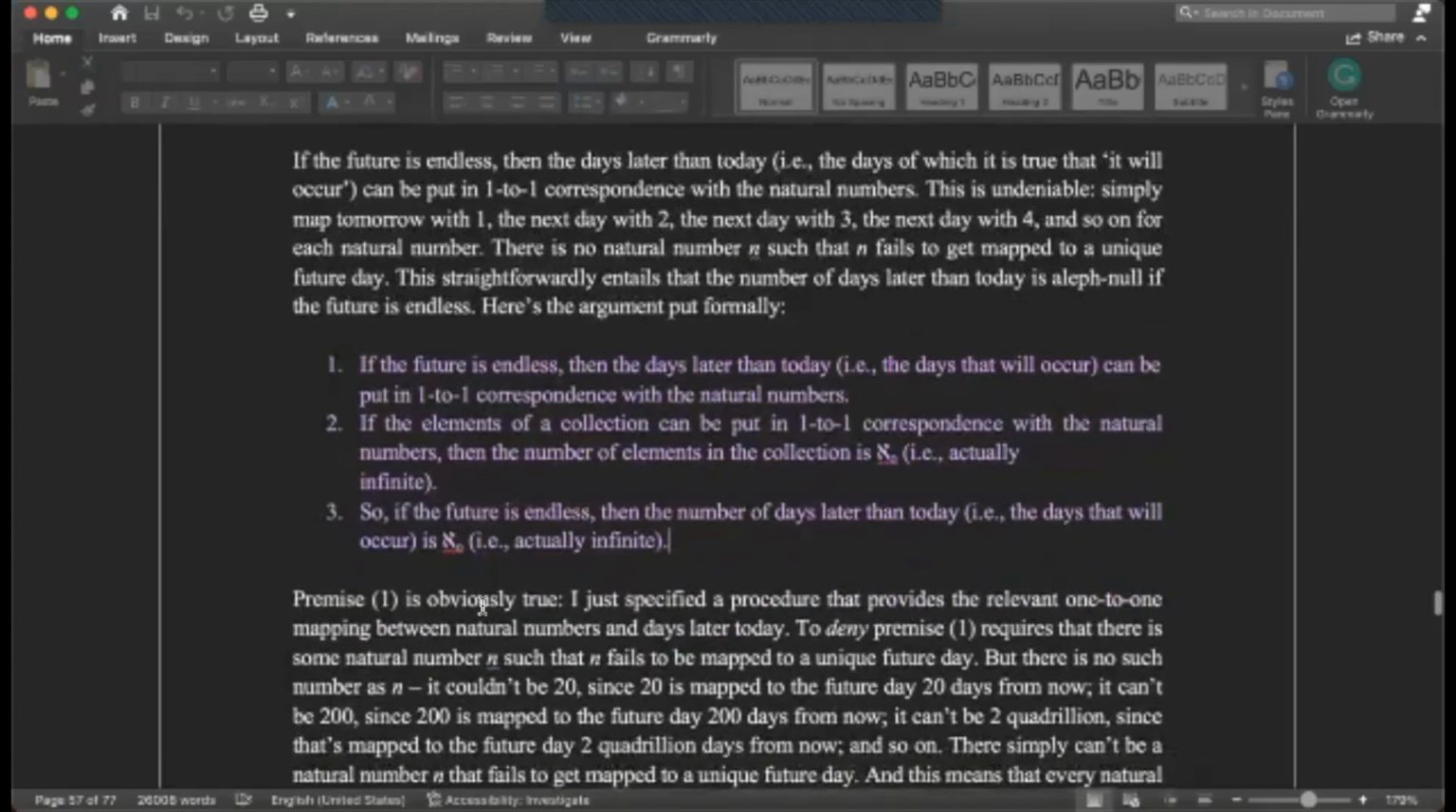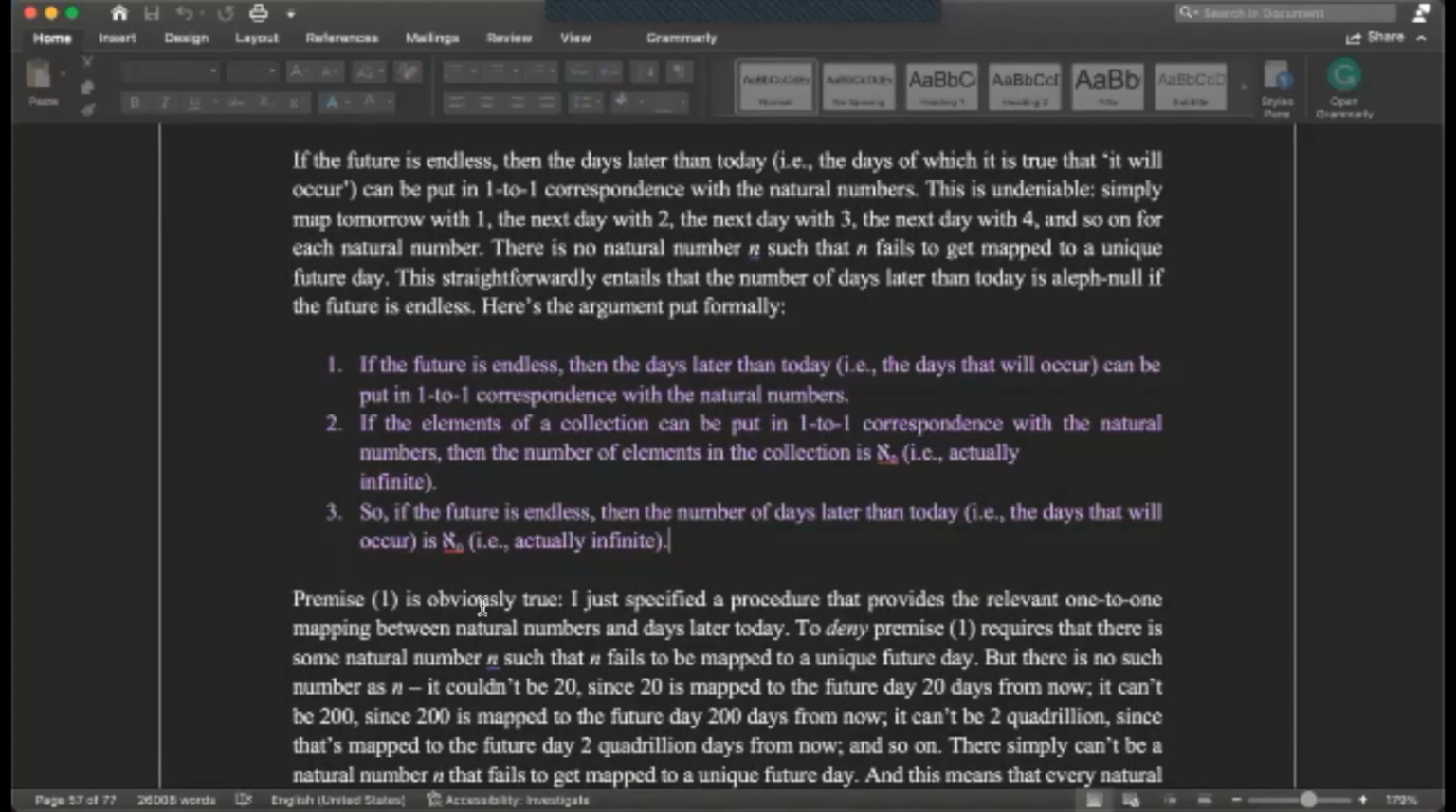Premise 1 is obviously true, right? I just specified a procedure that provides the relevant one-to-one mapping between natural numbers and days later than today. To deny premise 1 requires that there is some natural number n such that n fails to be mapped to a unique future day. But, of course, there is no such number as n.